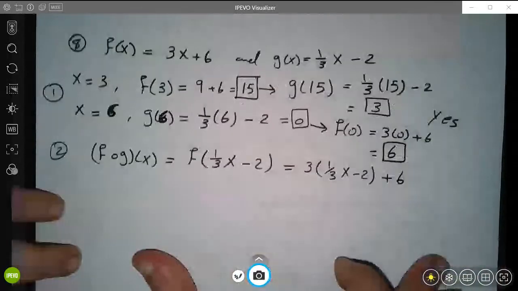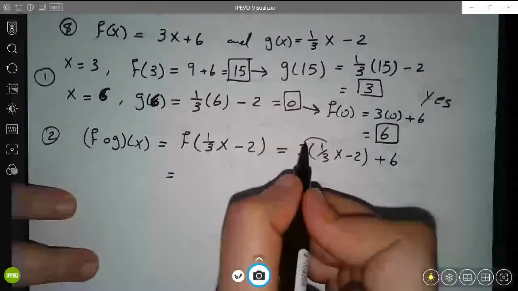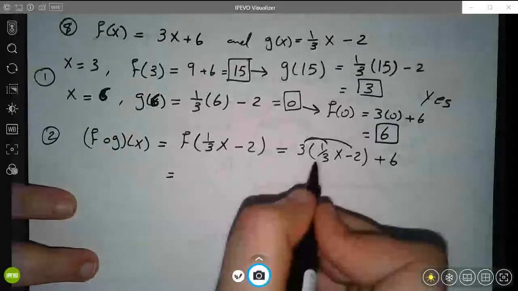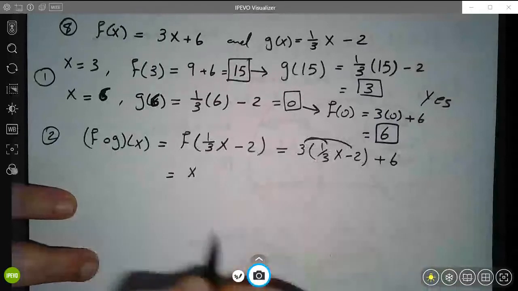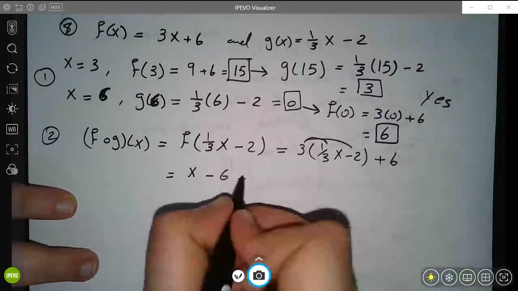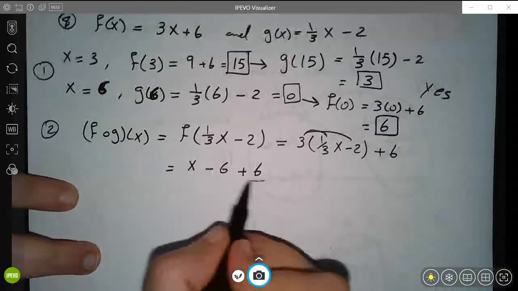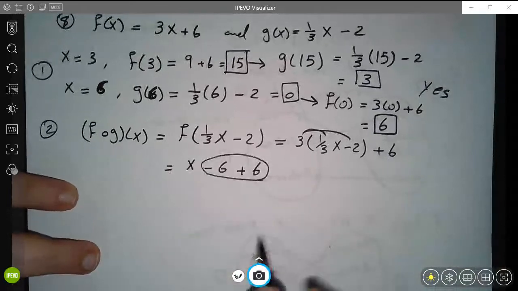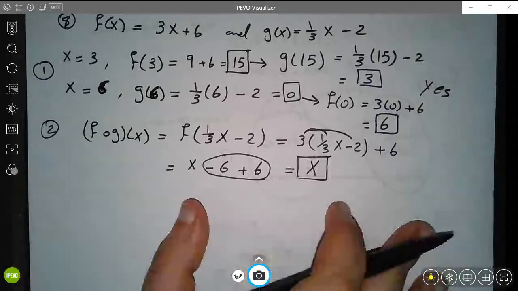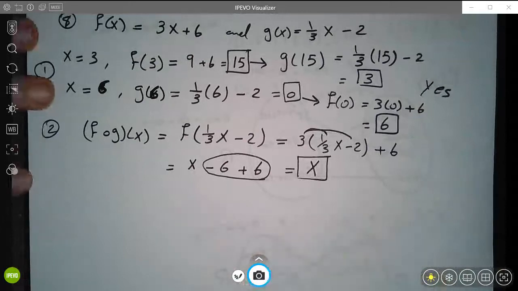Now the 3 gets multiplied in to each term. Multiplying it to the 1/3 x, the third and 3 cancel, and you end up with x. 3 times -2 is -6. And then you add the remaining 6. And look what we have here, positive 6 and -6. These two cancel out. This is a total of 0. So the final answer is x, just like the definition said. It canceled out, and you ended up with x. So they are inverses.